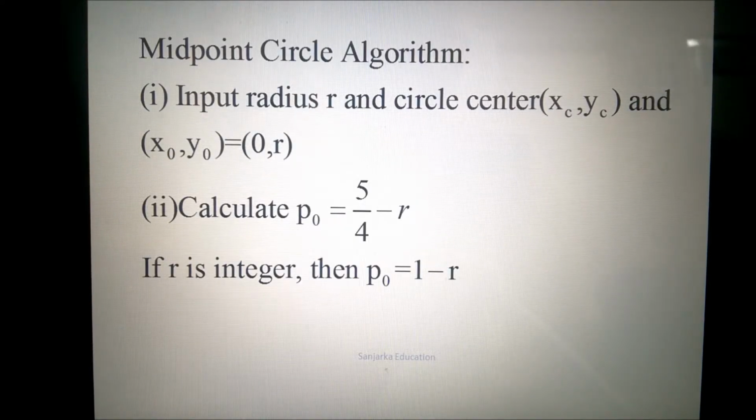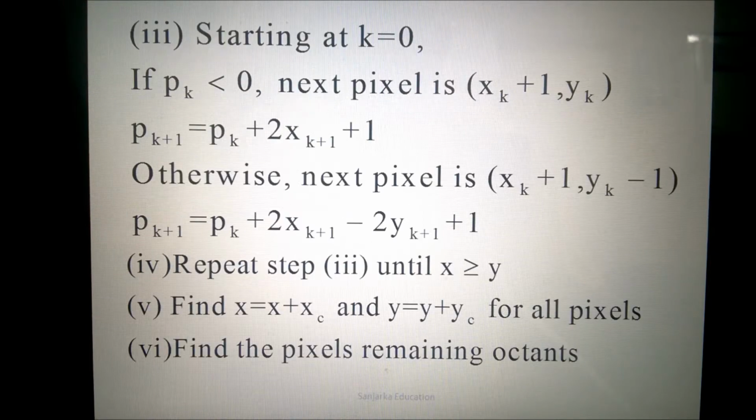Now we can summarize the midpoint circle algorithm. First, we take the radius of the circle and the center of the circle, and therefore the initial position will be 0, r. That means 0, radius of the circle. And we can calculate the initial decision parameter by this formula, and if it is an integer, we can reduce it to 1 minus r.